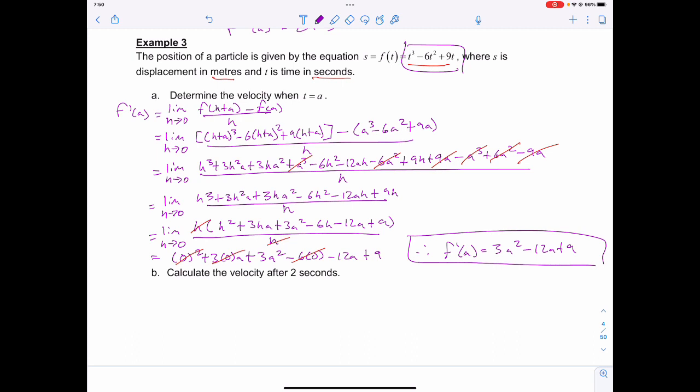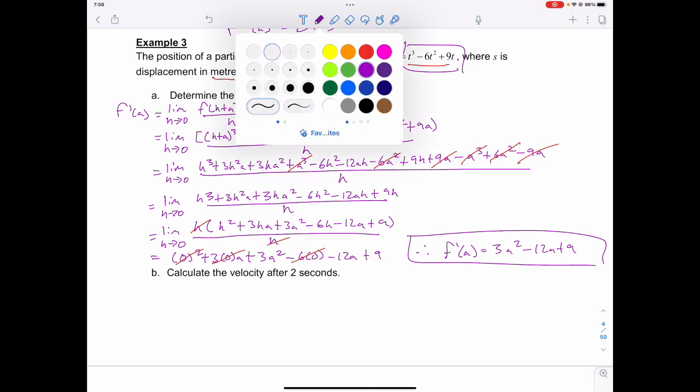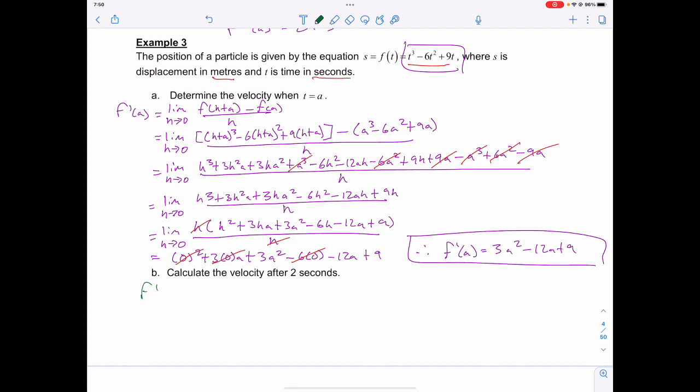There's our formula. When it says calculate the velocity after 2 seconds, it's just saying replace a with 2. So when I calculate this velocity, I'm just saying that f prime at 2 is going to equal 3 times 2 squared minus 12 times 2 plus 9, or negative 3 is our answer, and that is in meters per second. Don't forget to check back here: is the velocity at 2 seconds.